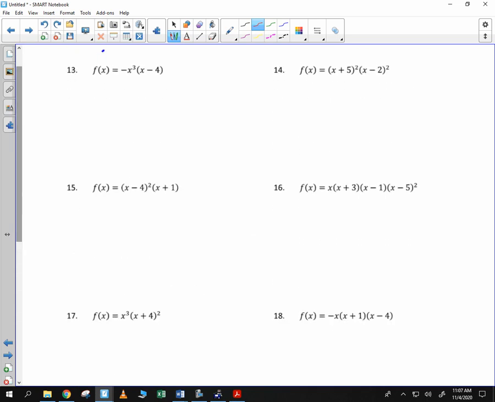Do a few more here. This could be a negative x to the 4th. Because it's negative, it ends down. It starts and ends in the same direction because it's even. 1, 2, 3, 4, and 0. A triple root at 0. So we're going to do this triple root thing, and then a single root at 4.